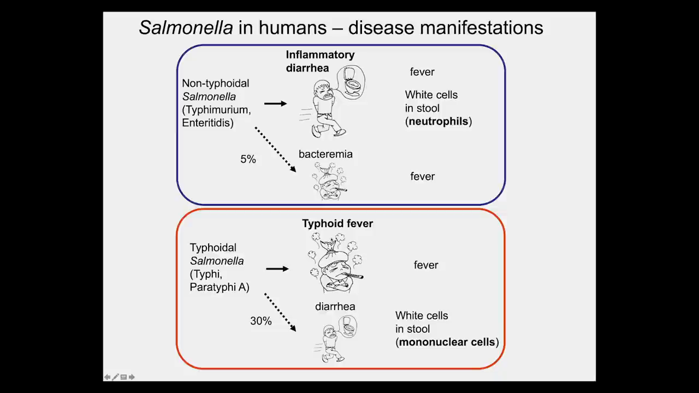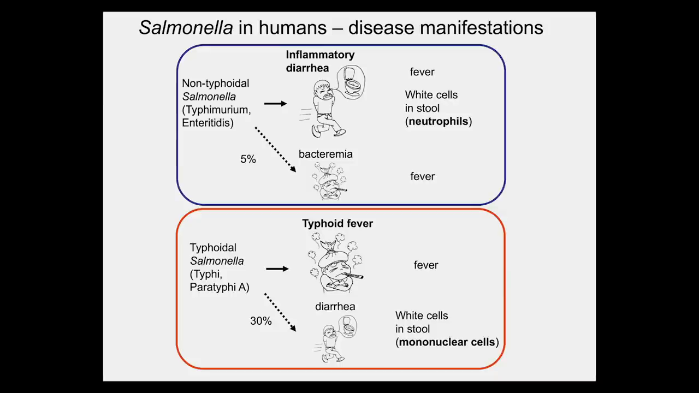And typhoid fever is a different disease, and it manifests primarily with fever. In fact, in endemic areas, it's often difficult to distinguish typhoid fever from other diseases like malaria or brucellosis, which are also characterized by fever. In 30% of cases, patients get diarrhea, but this diarrhea is different from the inflammatory diarrhea caused by non-typhoidal Salmonella, and is primarily characterized by mononuclear infiltrate.